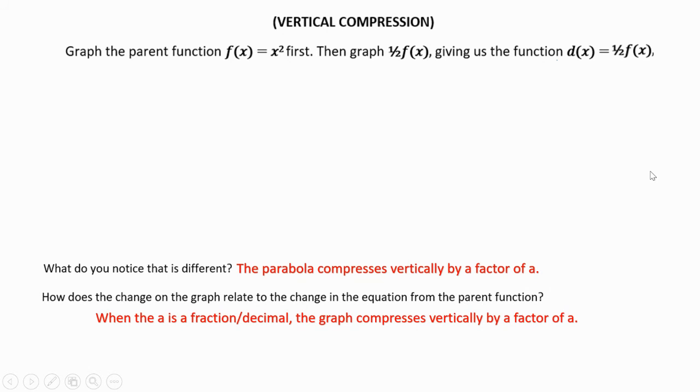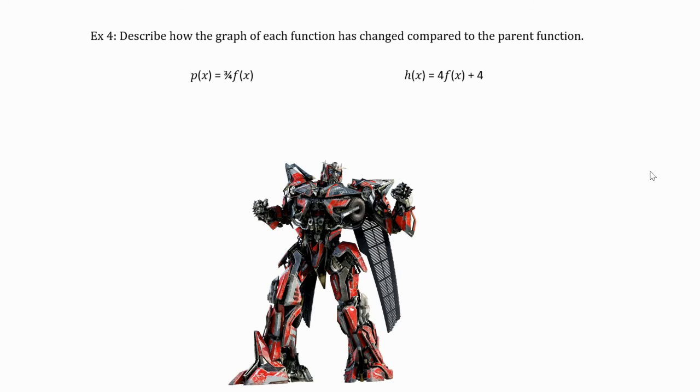Is that when the A is a fraction or a decimal less than 1, then the graph compresses vertically by a factor of A. Okay, so I want you to try these two. You should be able to look at them and kind of tell me what's happening. If not, put them in Desmos and then make sure you understand what's happening on that.